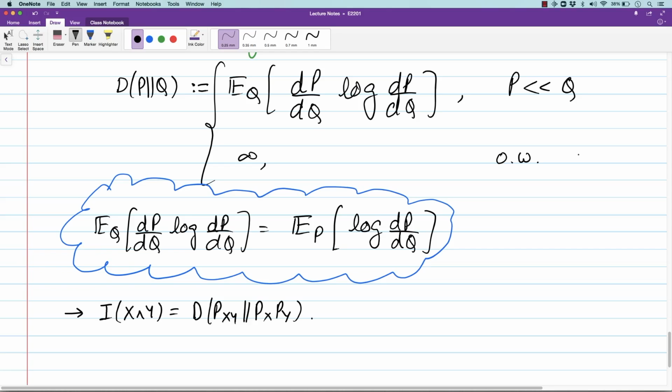So it turns out that all the results that we saw earlier for hypothesis testing, where we saw this operational significance of dpq, remain valid with this dpq. The only change is that the log likelihood ratios will be replaced with the log of this Radon-Nikodym derivative. This Radon-Nikodym derivative is essentially the likelihood ratio.